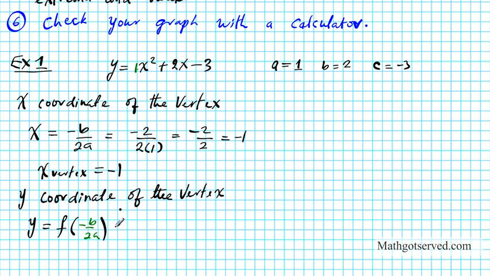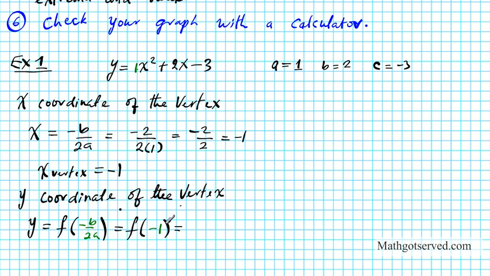So f of negative b over 2a is the same thing as f of, wait a minute, what is negative b over 2a? We already found it, right? Negative 1. F of negative 1. What does f of negative 1 mean? It means for all the x's, you substitute this input value, which is negative 1. Okay? Let's plug it in.